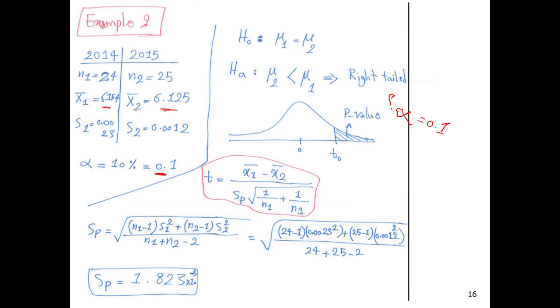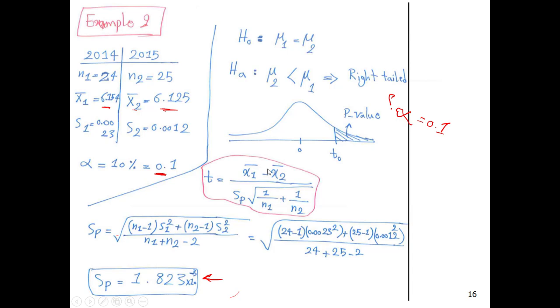So before we start calculating this, we need sp. sp is from this equation: n1 minus 1 times s1 squared, s1 is given here, plus n2 minus 1 times s2 squared, we have s2, divided by n1 plus n2 minus 2. We have all these values that we want. n1 is 24, n2 is 25. We have s1 and s2 from this table. We just plug them here, and this is what I have calculated already, so you can just double check my calculation.